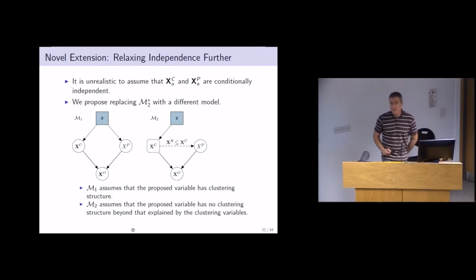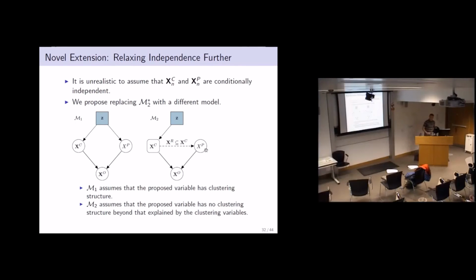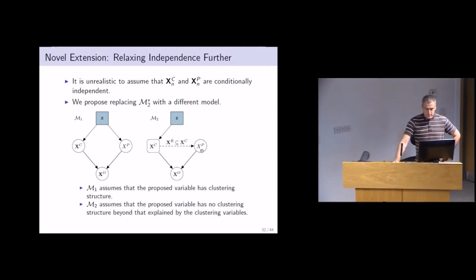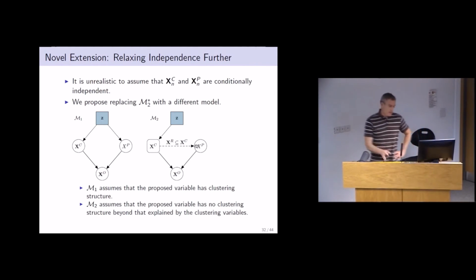to the graphical model here. So in the first model we're allowing the proposed variable to depend on some subset of the current set of clustering variables. And we're going to do a model selection between this model and one where there is no link between Z and the proposed variable directly, but there is potentially a link through the current set of clustering variables.